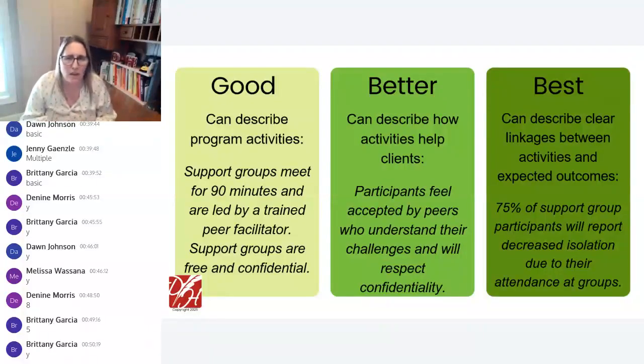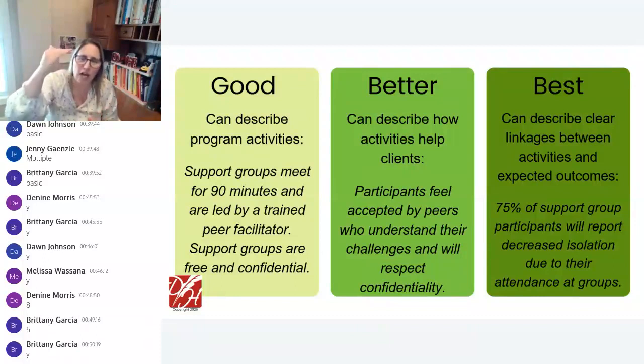But it could be better. Still all in green text, but again, additively, it will be a better, a stronger, more complete answer if we add to that basic description how these activities will help. How do they help achieve the results? Participants feel accepted by peers who understand their challenges and will respect confidentiality. Okay, we're getting somewhere. We now understand what sort of impacts this is creating. Now going back to our theory of change and our high level, what are the results that we're trying to achieve? What is it we're going to report? What could we measure? What could we use as proof that we have achieved what we set out to do?